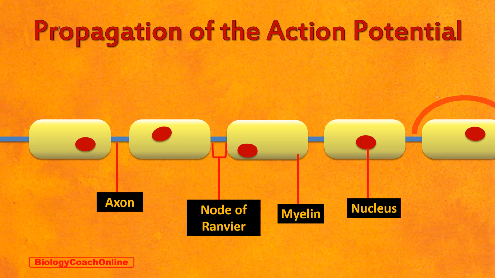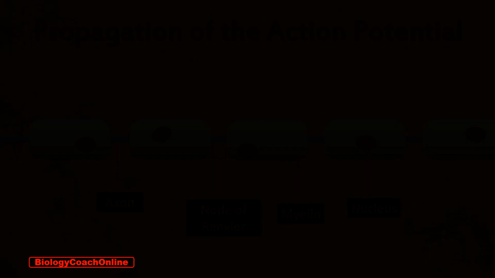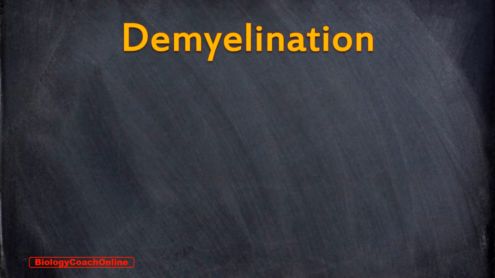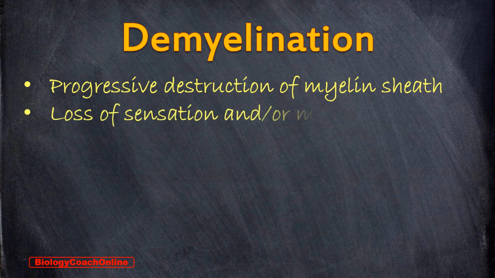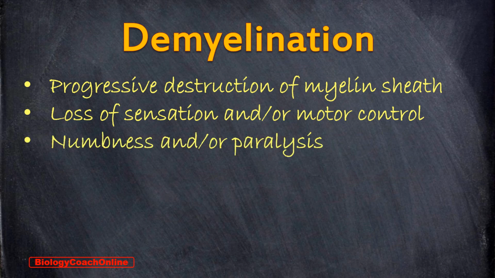Now, demyelination is the progressive destruction of the myelin sheath surrounding, insulating, and protecting the nerve fiber or the axon. Demyelination can result from chronic exposure to heavy metals like mercury and lead, leading to a loss of sensation if a sensory nerve, and or a loss of function if a motor nerve. Now, loss of sensation and function equate to numbness and paralysis, respectively.